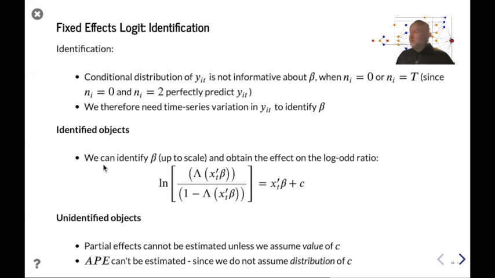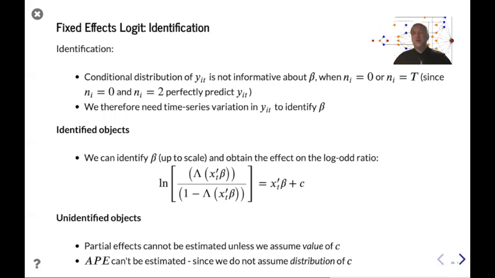Then what can we identify? Well, we can identify beta up to scale, just like before. But what is it good for to have beta identified up to scale if you do not know what the distribution of the unobserved effect is? Maybe you know that it has mean zero, if you're willing to assume that, but if you don't know that distribution, how can you even start thinking about calculating partial effects?